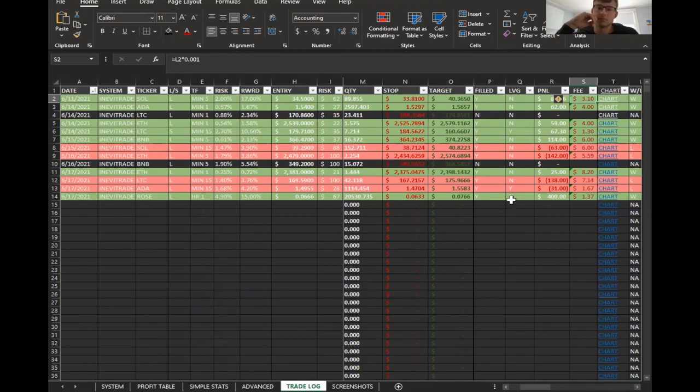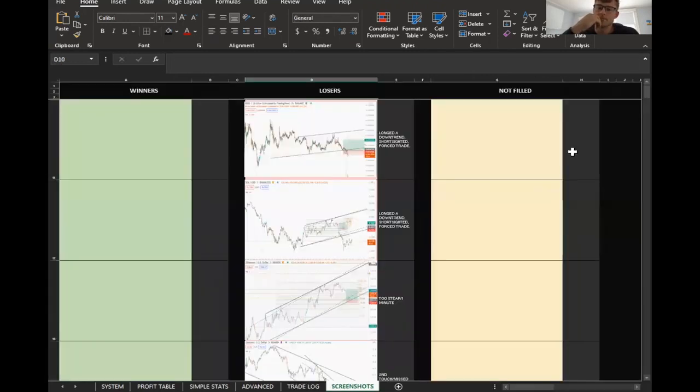And so on the Excel version, you have the chart that you can actually hyperlink. What's so cool is you can come in and actually click the chart, and this is a template, so it's probably not going to have a chart, but you can click it and it'll bring you to this cool tab. There are actually some charts on here for demonstration purposes. And this tab has your winners, your losers, and your not filled trades.